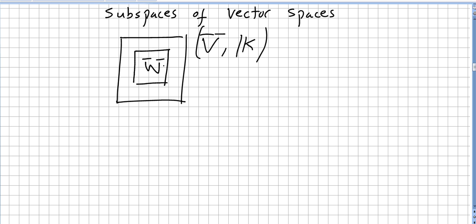If W is a subset of a vector space V over a field K, this W will be called a subspace of the vector space V if W itself is a vector space over K, of course with respect to the operations of vector addition and scalar multiplication, the normal stuff.